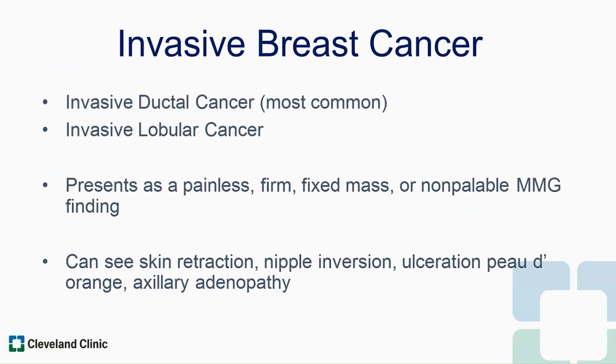Let's talk about invasive breast cancer. Invasive breast cancer can be one of two things, either invasive ductal cancer, which is the most common, or invasive lobular cancer. Breast cancer can present as a painless, firm, fixed mass, or it can actually be non-palpable and identified on the mammogram. Sometimes you can see skin retraction, nipple inversion, ulceration, peau d'orange, or axillary adenopathy.